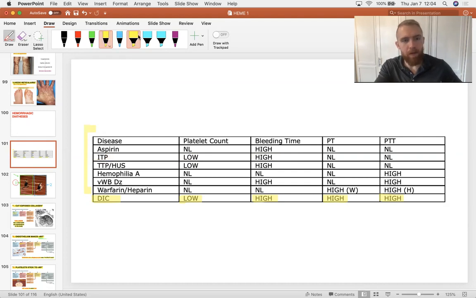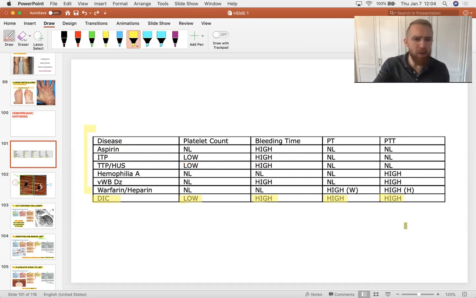Another plateletopathy, TTP, HUS, due to a bacterial toxin or due to that ADAMTS protein being deficient. What's your platelet count? Low. What's your bleeding time? High, because that's a measure of platelet function. What's your PT and PTT? Totally normal, because those measure factors.